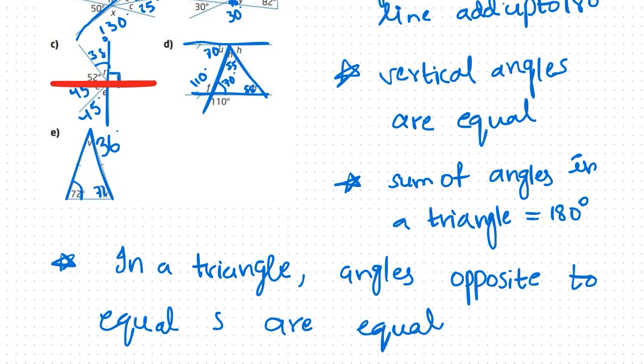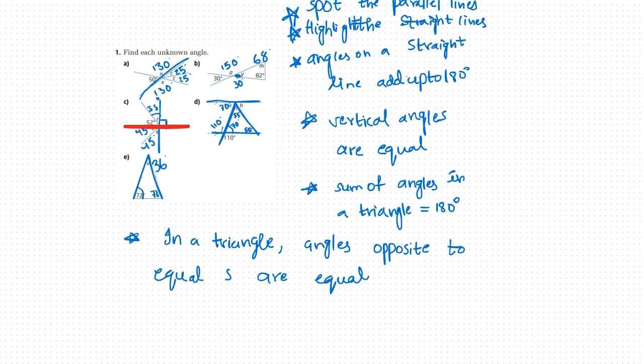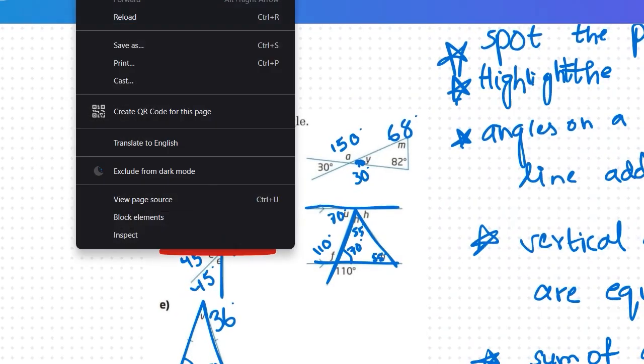So this is the summary. Okay. These 5 points, 6 points. So that is about angles. Okay. We'll move on to 7.1. Okay.